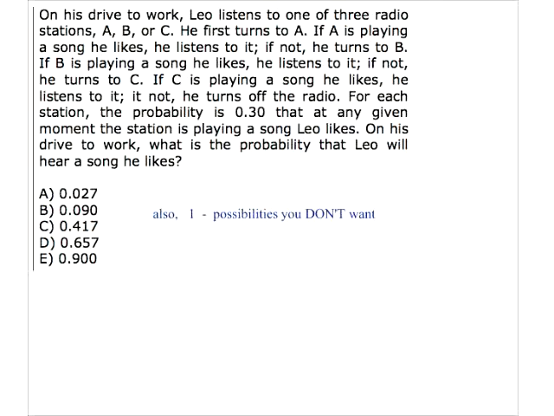The only thing you don't want is for none of the stations to be playing it. So the probability that no station is playing the song is 0.7 for all of them, and you multiply them all together. And that's the non-desired case, so we take 1 minus that case. If you know that 7 cubed is 343, then this is quick math.